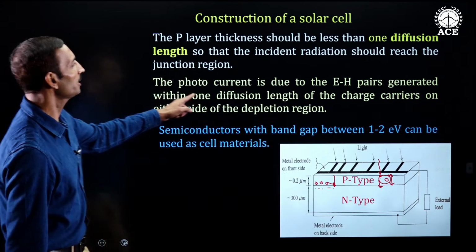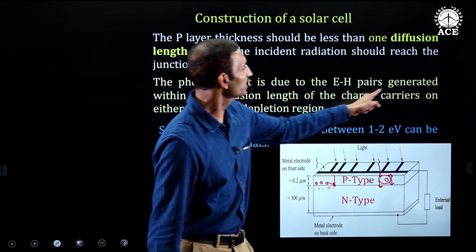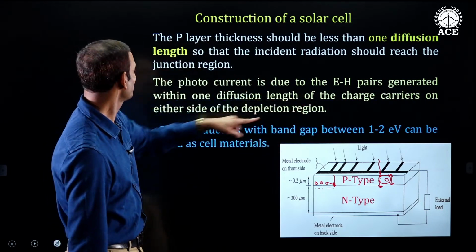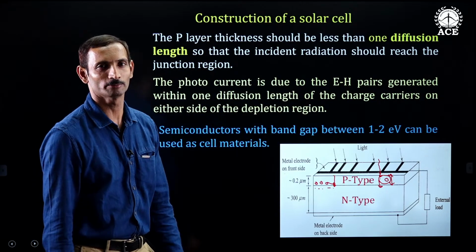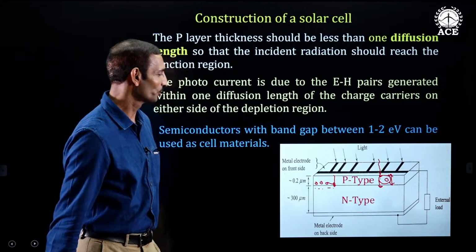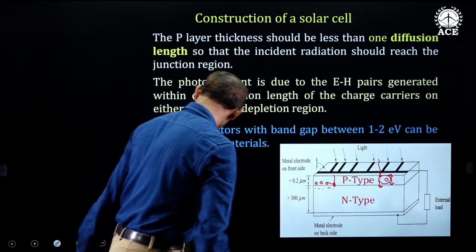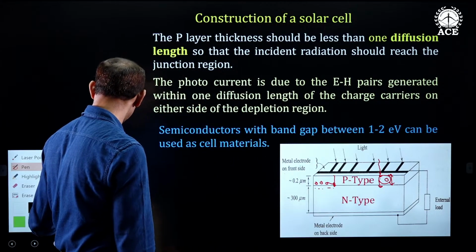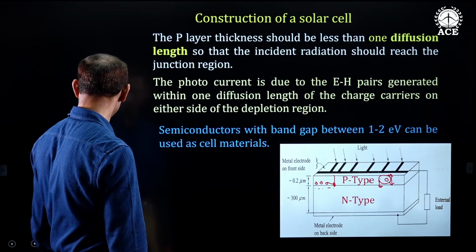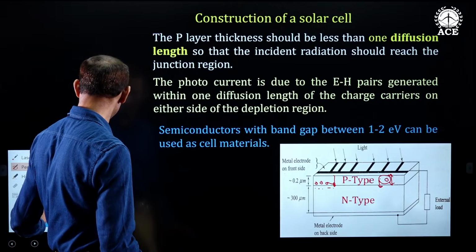Now, the photocurrent is due to the EH pairs generated within one diffusion length of the charge carriers on either side of the depletion region. That's what I've been mentioning all the time, right? So on either side of the junction, even though you just see the junction as a thin line here, that doesn't mean that junction region is thinner. So it would be thicker only, right?